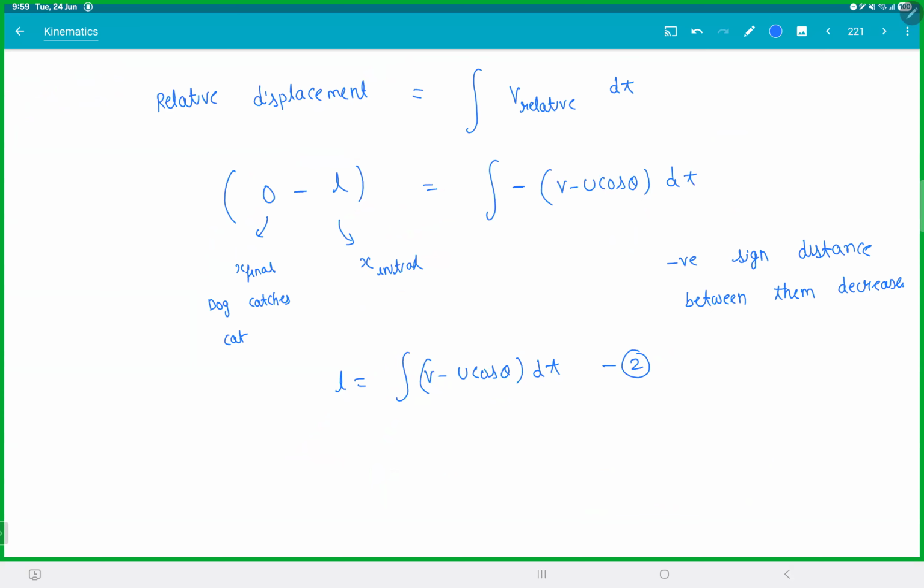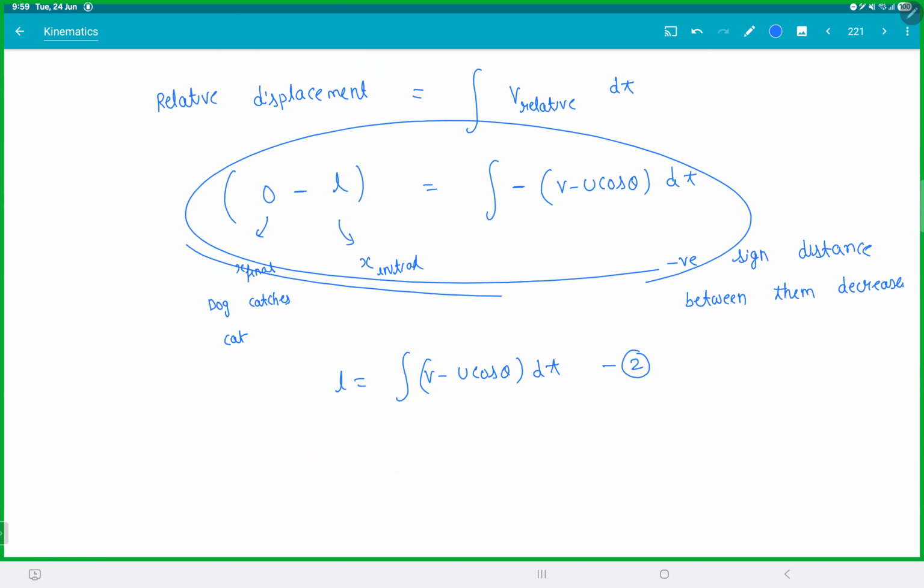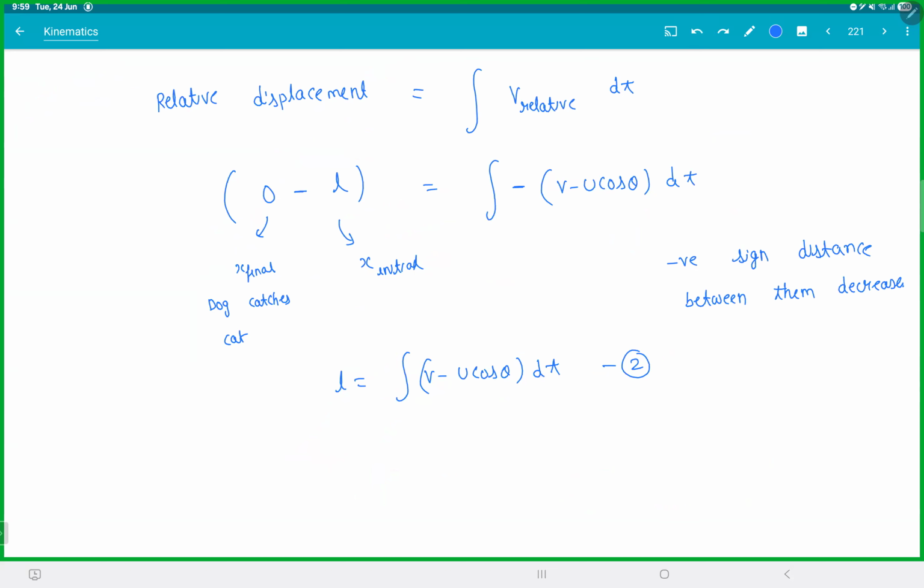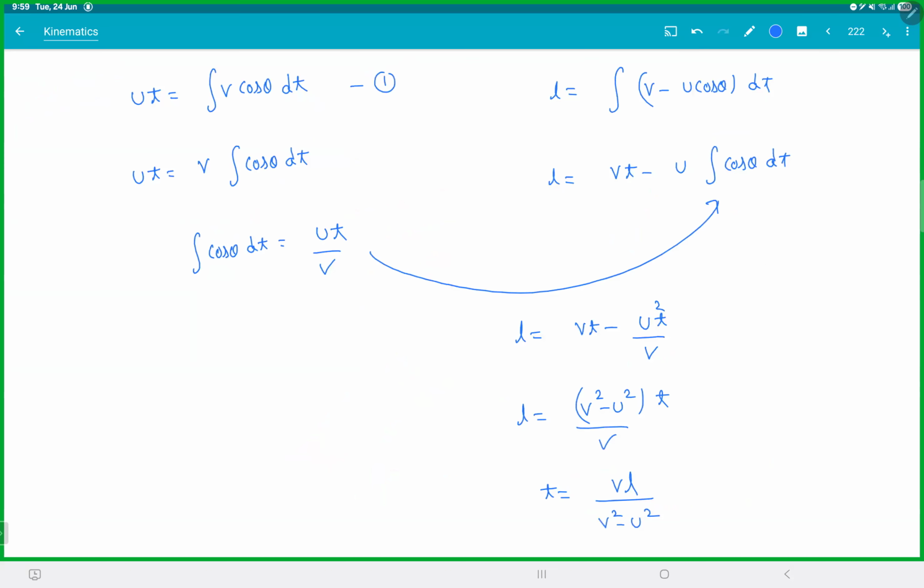So if you write it mathematically, you should write like this. But in the exam, you can simply say L is equal to integral of v minus u cos theta dt. It works. You get two equations. It's a matter of solving. All got the steps? Keep this problem in mind.